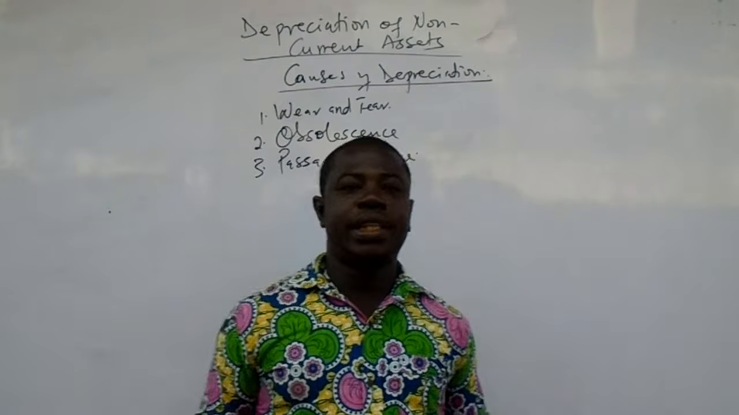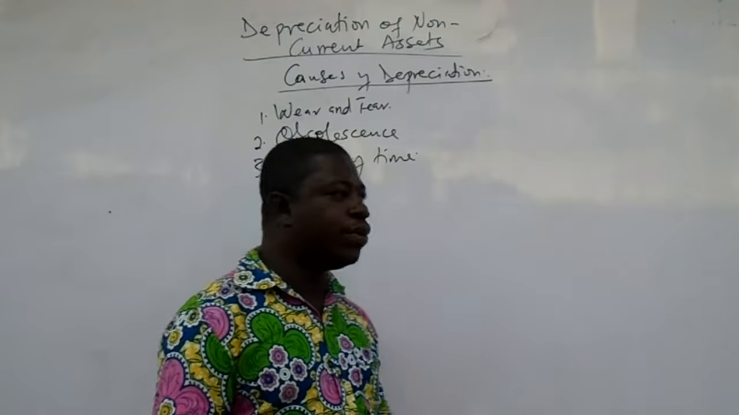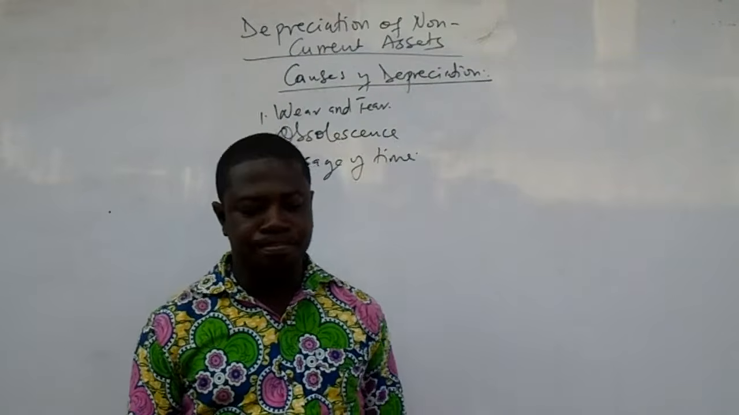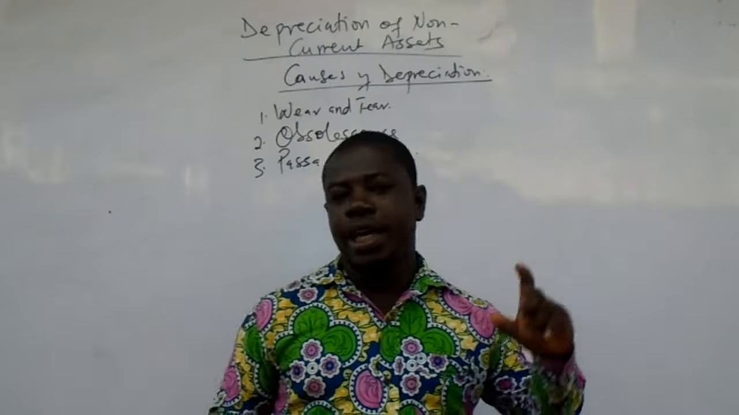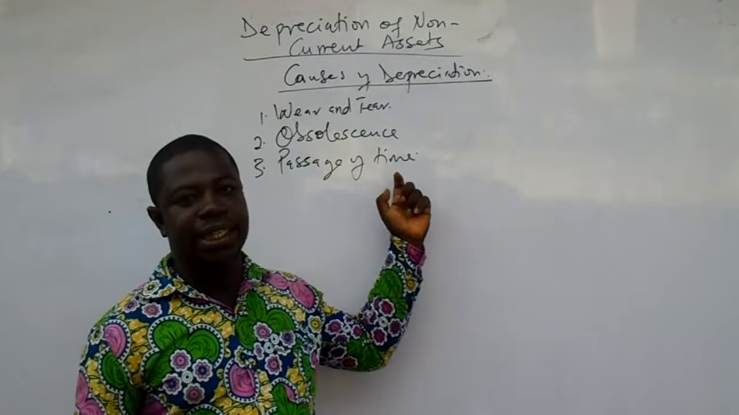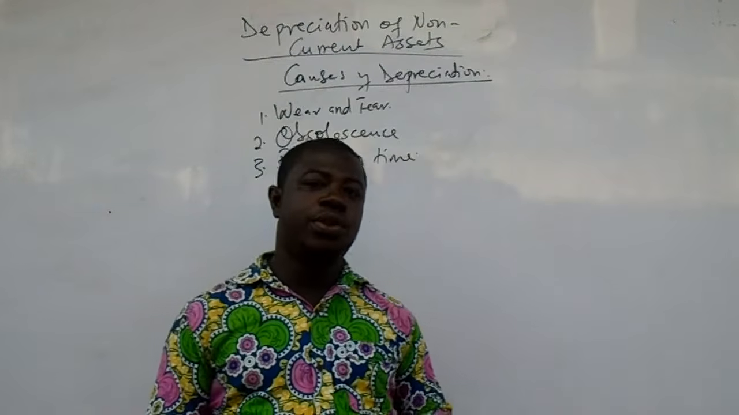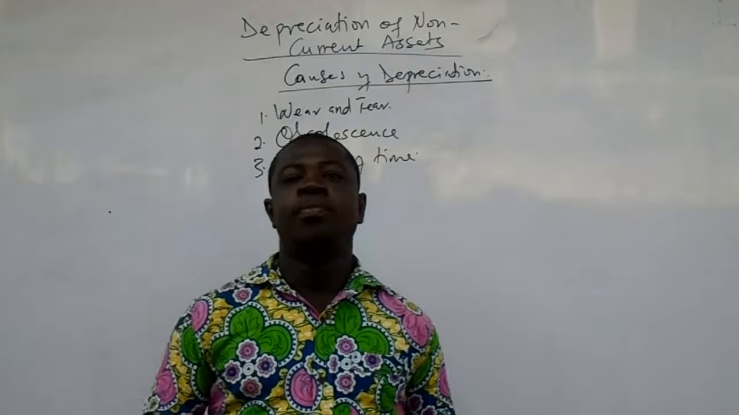And so, when time causes your asset to lose value, we say that it has lost value through the passage of time. And that one is when the asset is aging. Yes, let me say aging. When your asset is aging, then it's losing value through the passage of time.